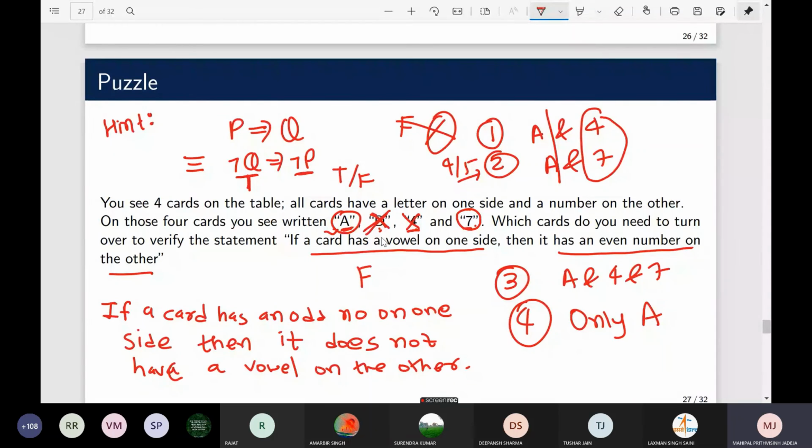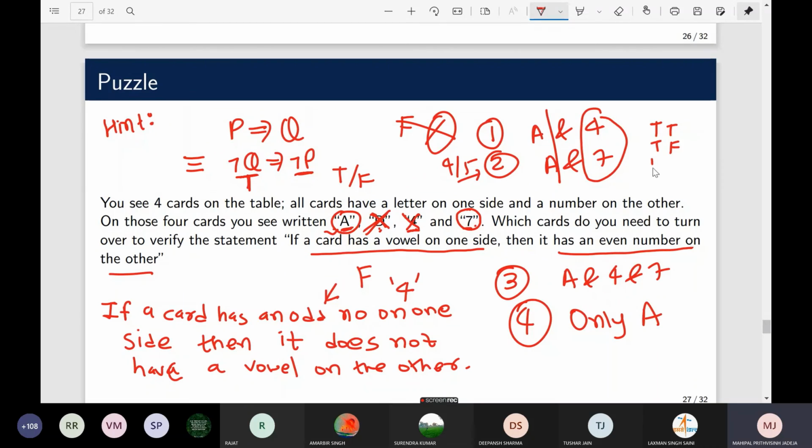Now, similarly, we can argue for 4 also. The equivalent version of the given statement is if a card has an odd number on one side. Now, whenever we are considering 4, straight away I can say that my hypothesis is false. Why? Because 4 is not an odd number. So my hypothesis is false, then I don't care about my conclusion, right? Again, you need to focus on this truth table. This is very much important.